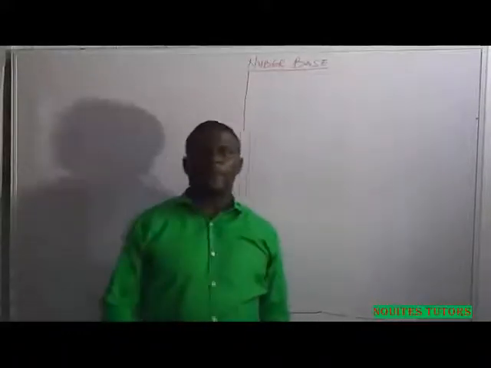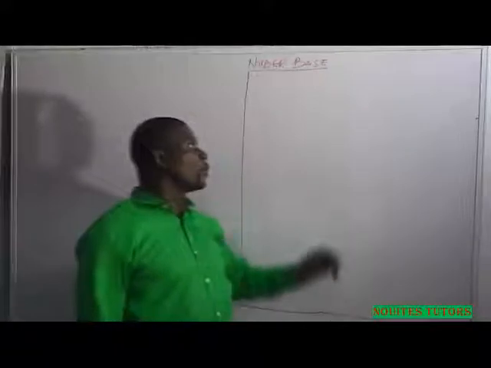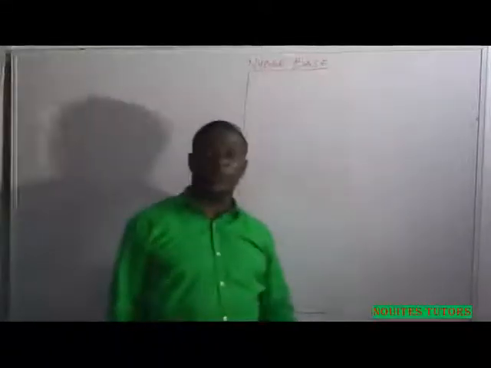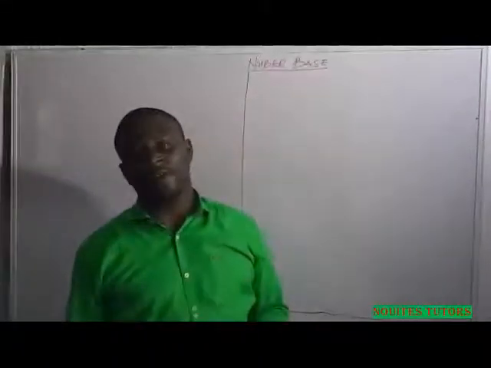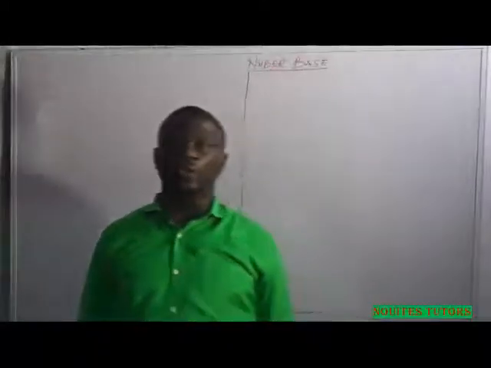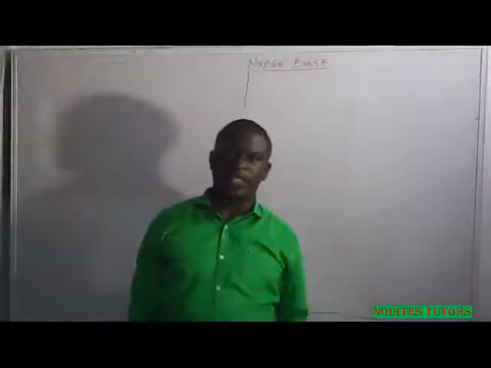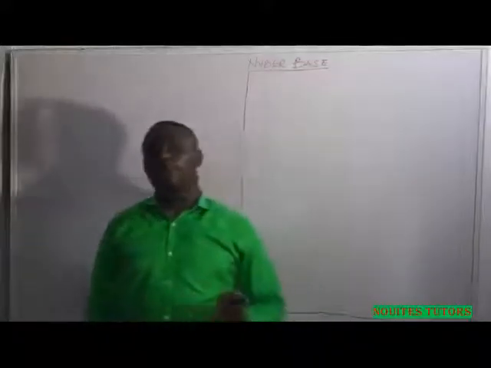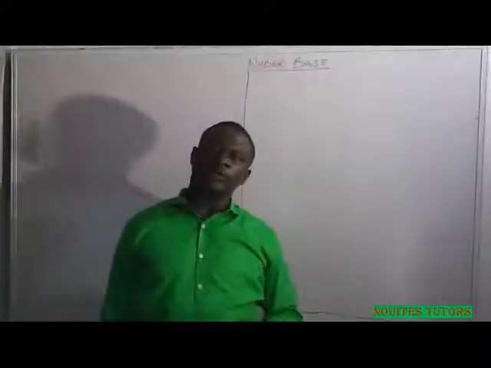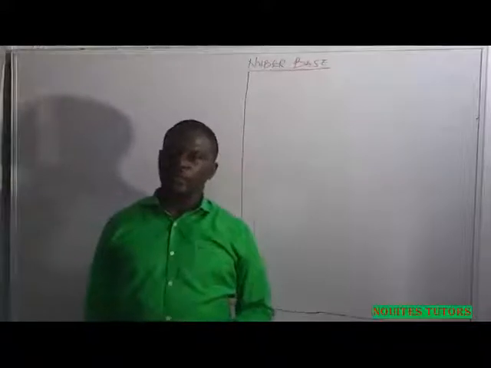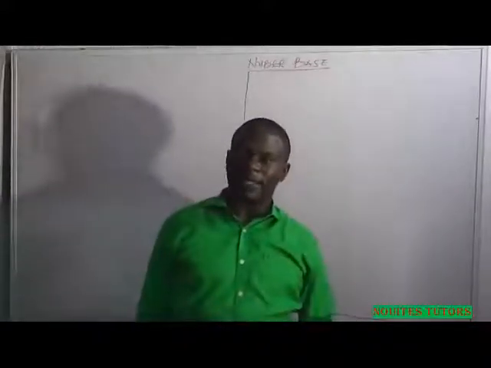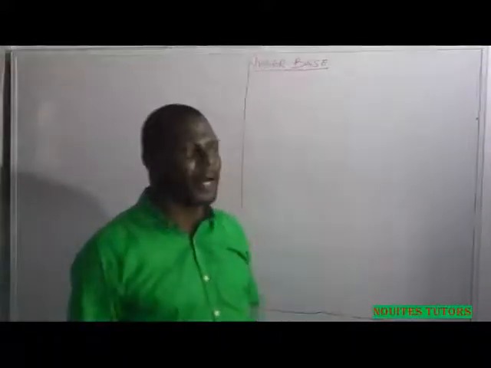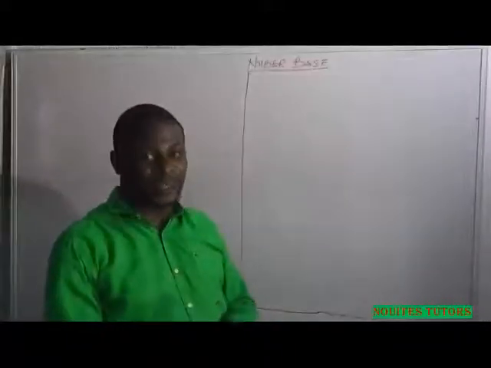Okay, I'm going to continue from where I stopped. We are still on number base, and so we've done conversion from base 10 to base 2 and from base 10 to other bases. But right now we want to look at conversion from base 2 to base 10. How do you convert a number from base 2 to base 10? That's binary. Base 2 is called binary number because they're always in 1s and 0s.